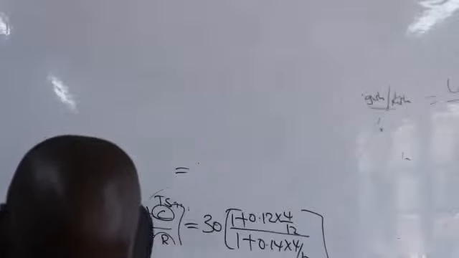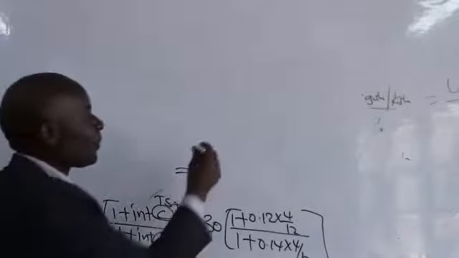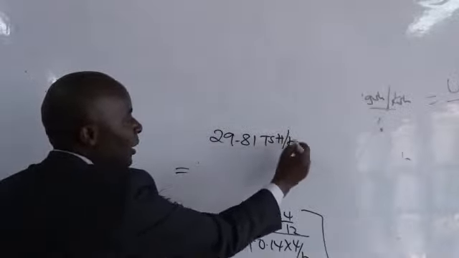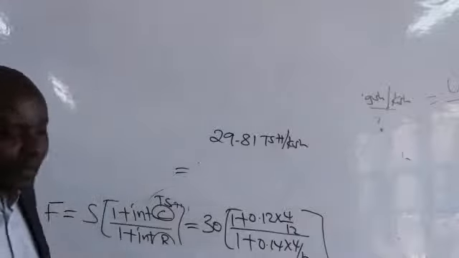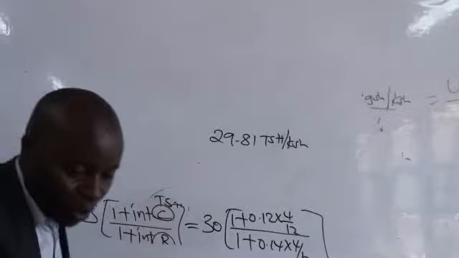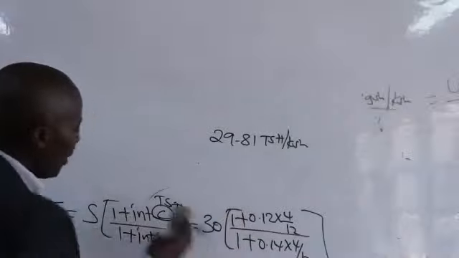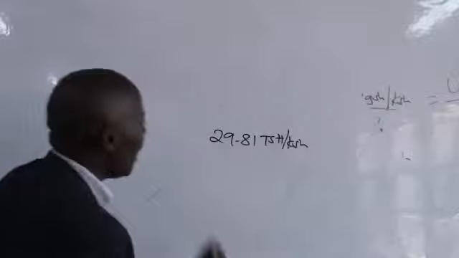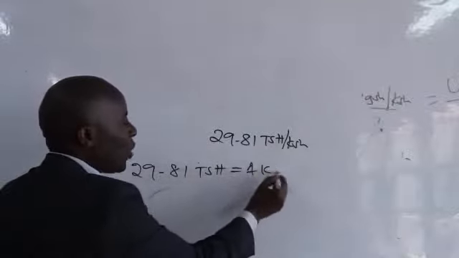Ndio niwaambie. According to my online students, wanasema final answer inafaa ikuwe 29.81. Tanzania shillings per what? Per Kenya shilling. And then remember the amount to be exchanged. Hii itakuwa sasa hii itakuja ikuwe namna gani? Wengi hapa hawajui kufuata body mass. Hapa lazima ufuate body mass. So mwisho, ladies and gentlemen, utakuja useme 29.81 Tanzania shillings equals 1 Kenya shilling.